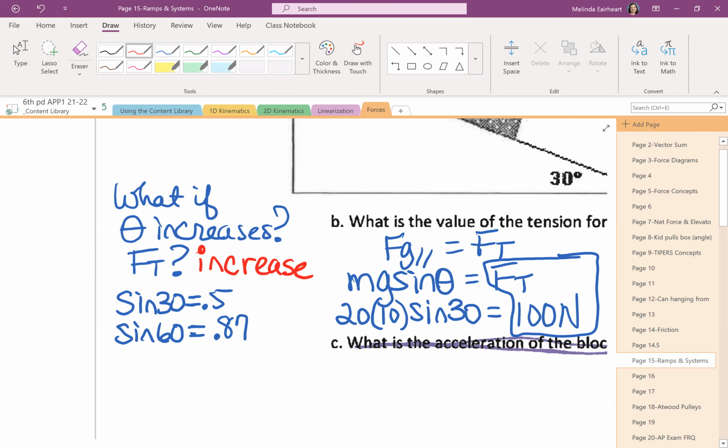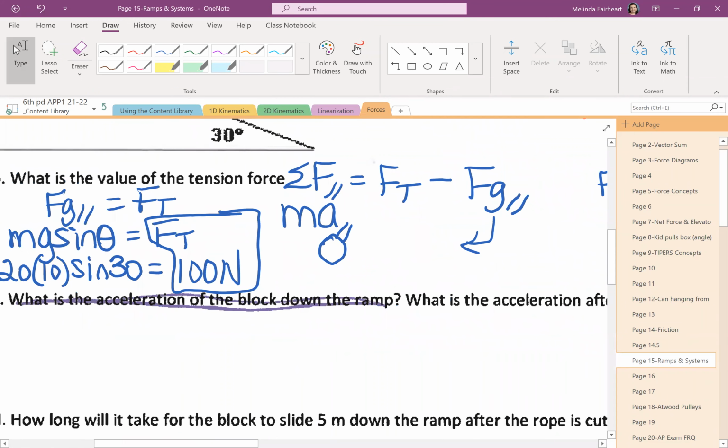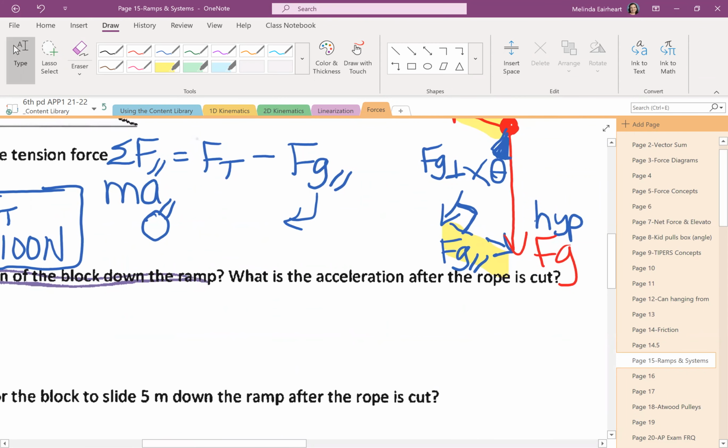Okay. Next question. What is the acceleration after the rope is cut? AP loves to cut their ropes, by the way. So the first part of the problem, maybe the rope's there, and then the string is now cut. And so if you cut the string, goodbye, what force? Tension. And so now we would just have FG, and then that normal force, no tension. Now it says we're gonna accelerate, which should make sense, right? If it's frictionless, you don't have any string, you don't have any grip, who's there to keep it at rest? Nobody. So it's gonna accelerate down the ramp.